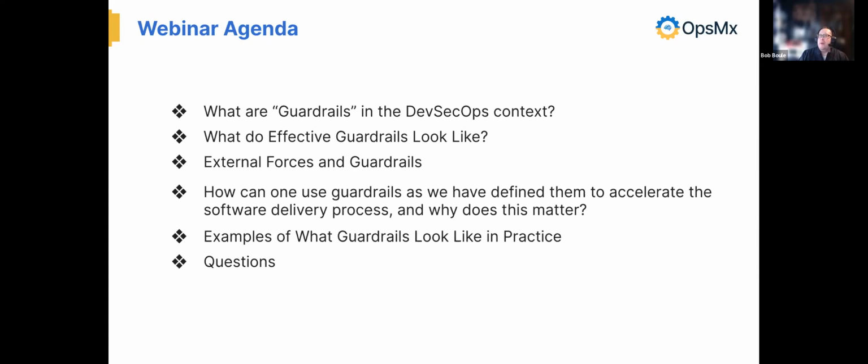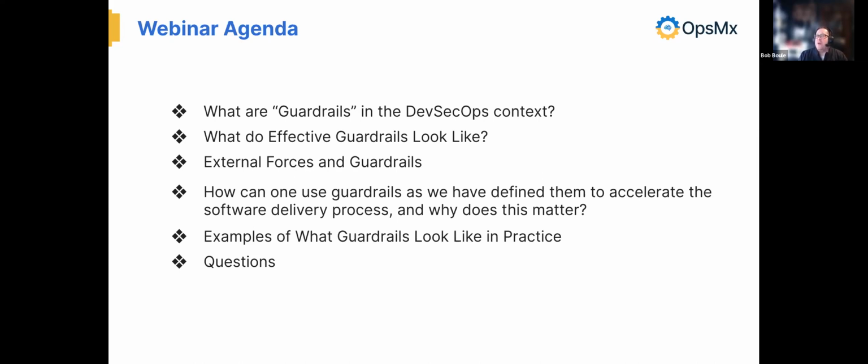I want to talk a little bit about what guardrails are in the DevSecOps context. Let's start by defining what it is that we want to talk about. What do effective guardrails look like? Once we've defined what they are, how they're used, and what the philosophical pieces around this are, let's get down to what a good guardrail looks like. What should it do? And why should you care?